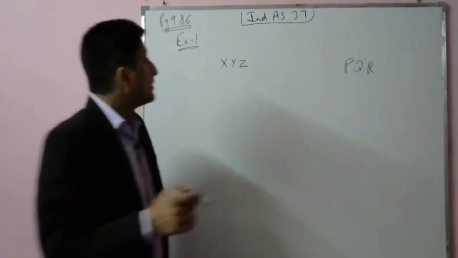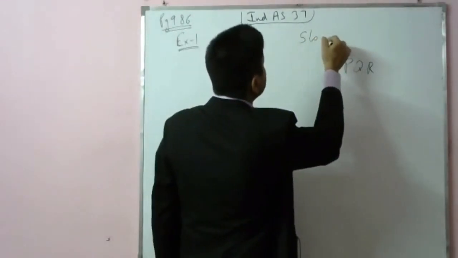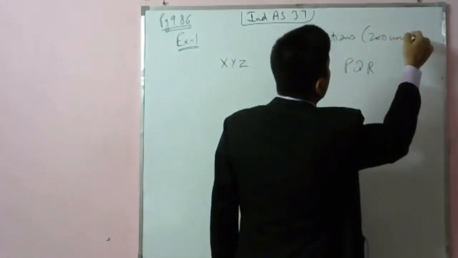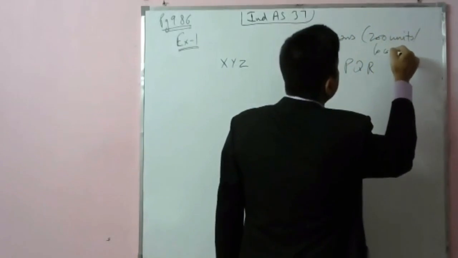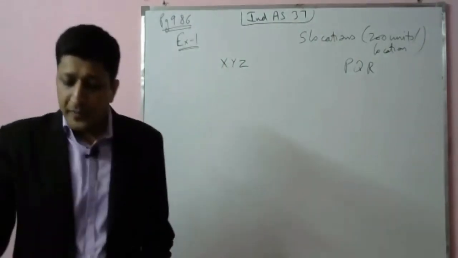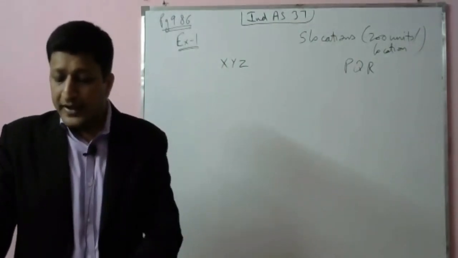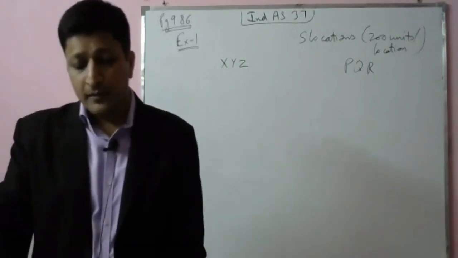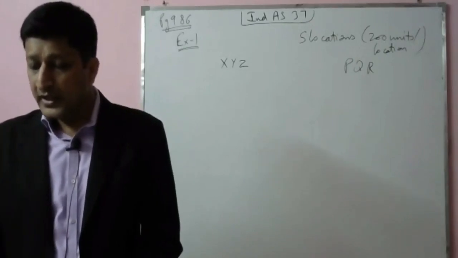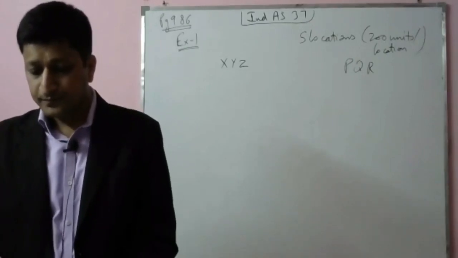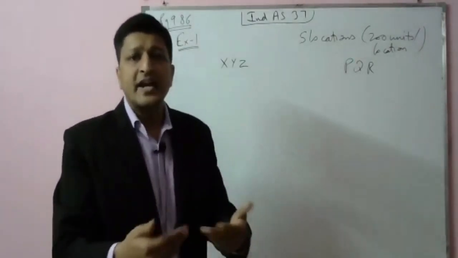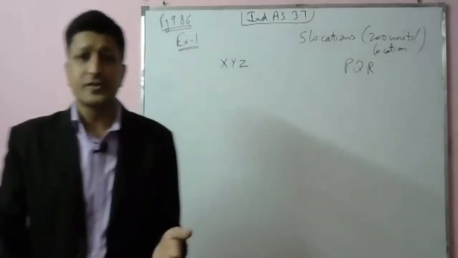Now, there are 5 locations. 200 units per location are required to be delivered. On 1st of April 2002, the contract between XYZ and PQR is executory. We would say this is executory in nature. Why? Because this contract has just been signed between the two parties. It's in process.